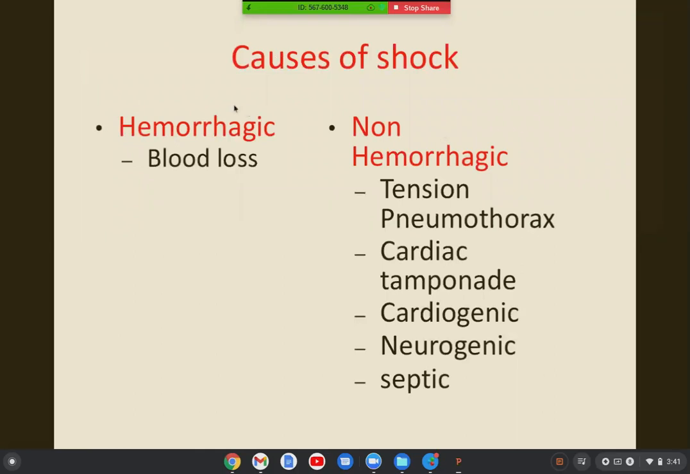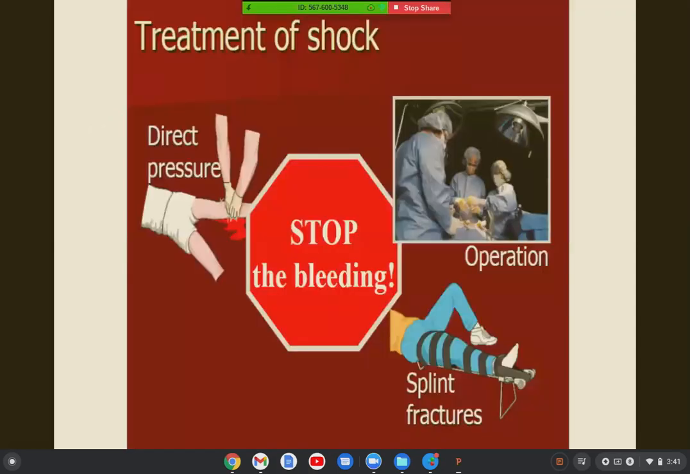Causes of shock: hemorrhage. Blood loss, yes. There are a lot of non-hemorrhagic causes of shock in a trauma patient as well, such as tension pneumothorax, cardiac tamponade, cardiogenic shock, neurogenic shock, septic shock secondary to infection associated with injury. Treatment of shock: stop the bleed, direct pressure on exsanguinating hemorrhage, splint the wound so that more bleeding is prevented. Go for definitive operation so that after stabilization you can do the definitive care.